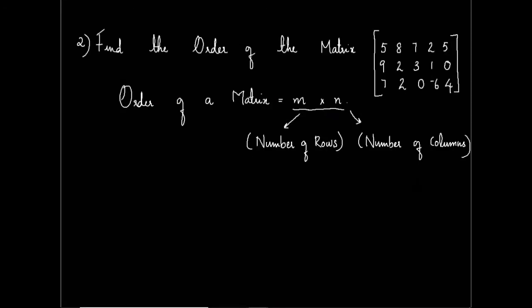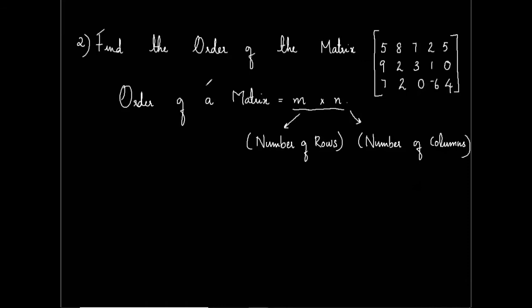Our next question is, find the order of a matrix. Matrix 5, 8, 7, 2, 5, 9, 2, 3, 1, 0, 7, 2, 0, negative 6, and 4. So we have to find the order of a matrix. As we all know, the order of a matrix is M by N, where M is the number of rows and N is the number of columns of this matrix.